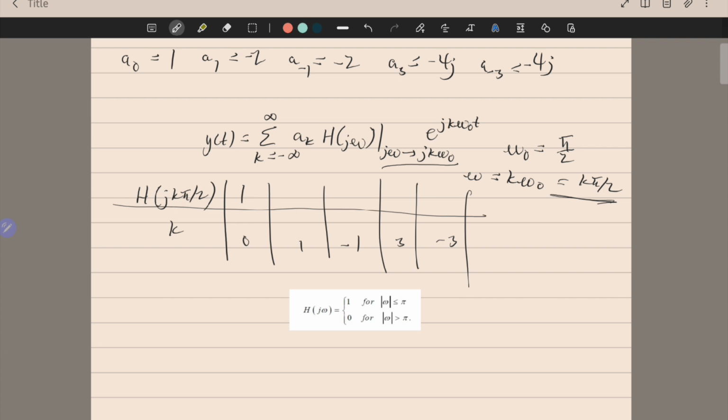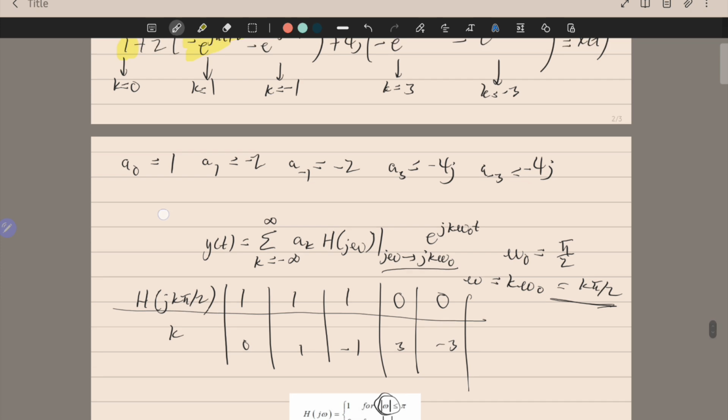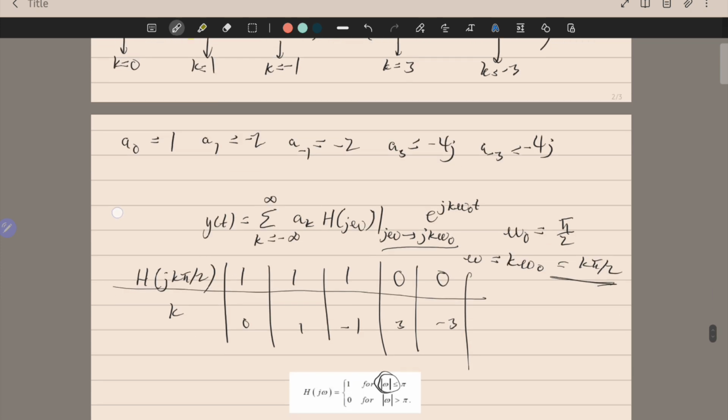So π over 2 is less than π. So this is 1 also. How about negative 1? Keep in mind, we don't care whether k is negative or not in this case, because there's a modulus here. So this is also 1. How about 3? When k is 3, omega is 3π over 2. That's 1.5π. It's obviously more than π. So this is 0. This is also 0. So now we only look at the terms when k is equal to 0, 1, and negative 1.